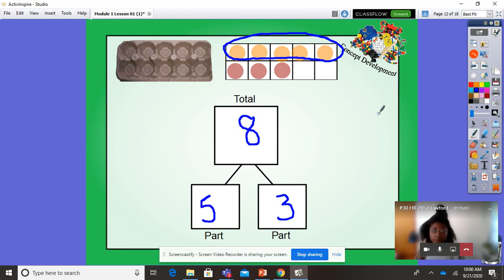Now, boys and girls, we haven't seen this yet this year, but if I was to write this as a number sentence or an equation, I would write 5 plus 3 equals 8. So as you can see, friends, the 5 is a part, 3 is a part, and 8 is the total or the whole.